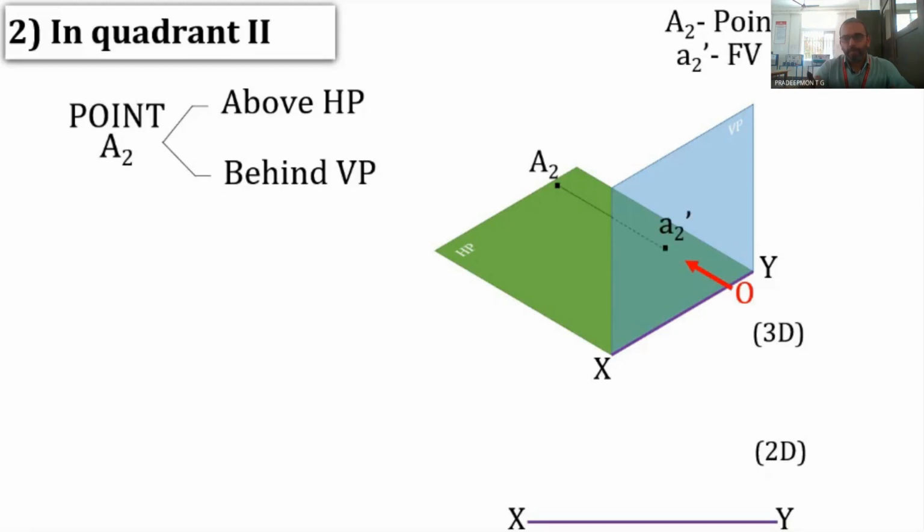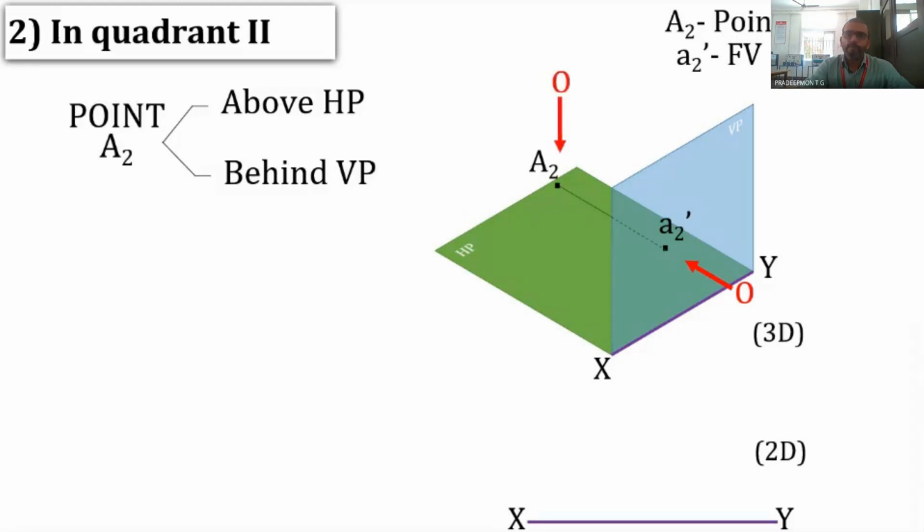When that ray of light intersects with the vertical plane, we get the front view of that point, that is A2 dash. So it is like this. A2 is a ray of light traveling towards the observer, and that ray of light is perpendicular to VP, so that A2 dash is obtained. A2 dash is the front view.